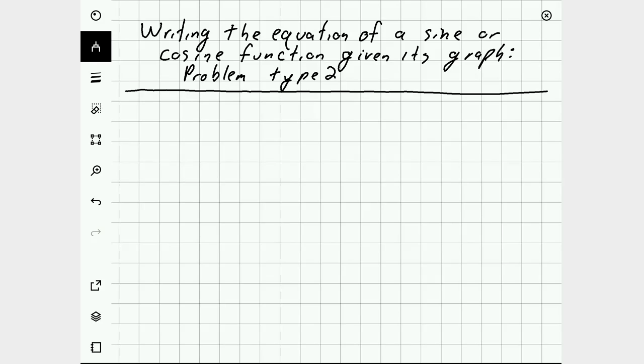Writing the equation of a sine or cosine function given its graph, problem type 2. Once again, when we are thinking about the graph of a trigonometric function, sine or cosine, we have four parameters we can work with. A is the amplitude, B is related to the period, C is the phase shift, and D is the vertical shift.